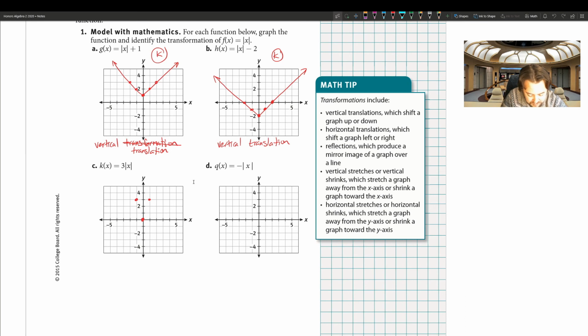And as you can see, this is a lot sharper. So what I'm going to do is put a regular absolute value on here, just so you can see the difference between k of x and what the parent function looks like. So this is a vertical stretch. The number multiplied is a vertical stretch. So this is a vertical stretch by a factor of 3.